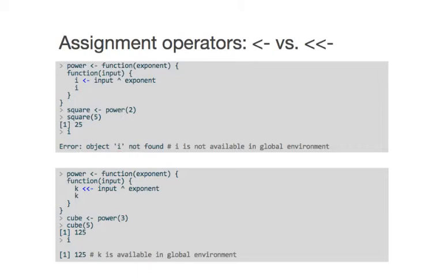As a part of the outer function definition, we assign output of the inner function to letter I, and then we print its value. So as you see, typing square function with input 5 will print out 25. That's what we expect. However, if you try to print I outside of the function, you will get an error saying that it's not available in global environment.